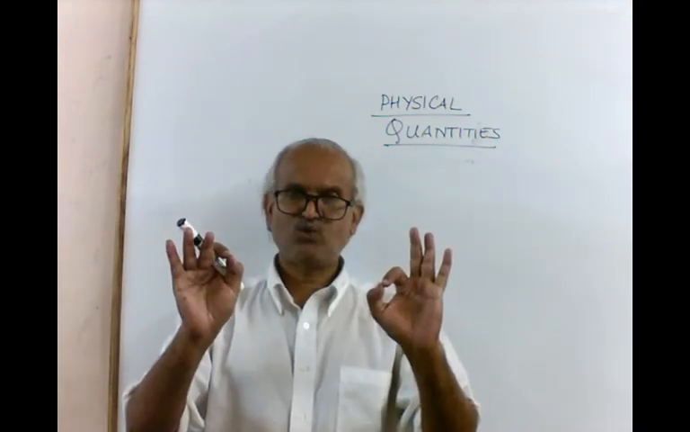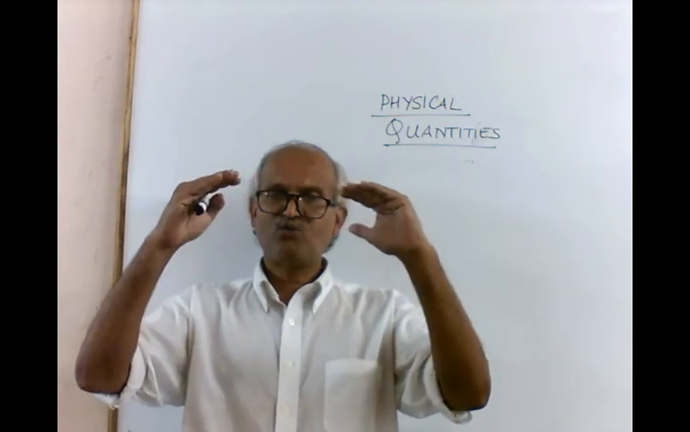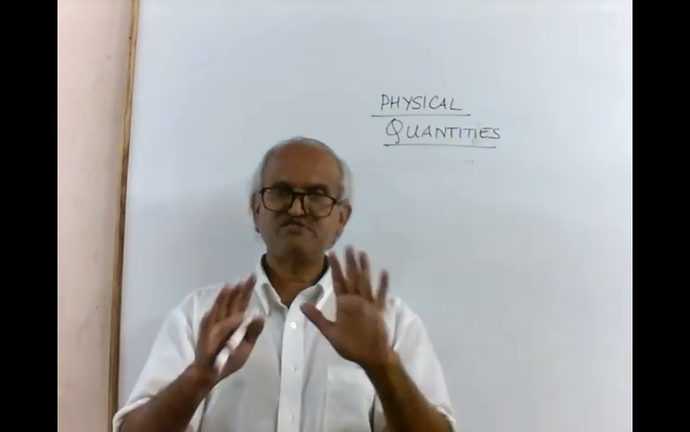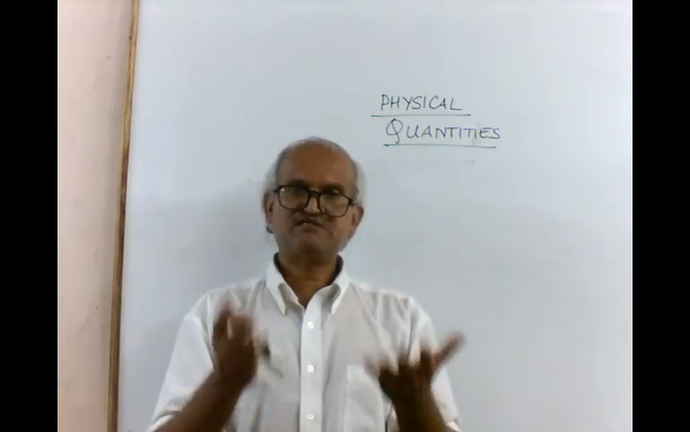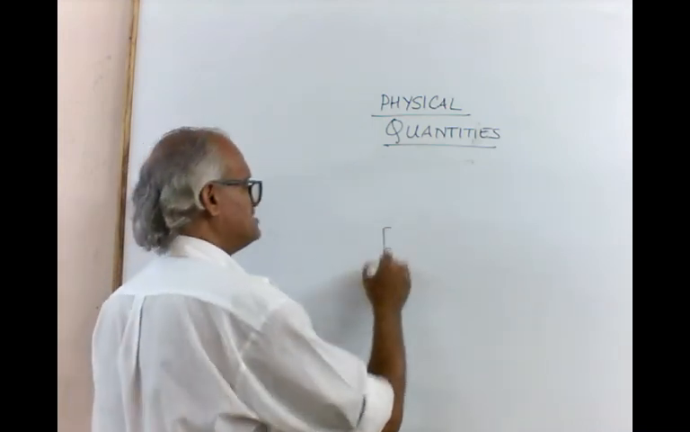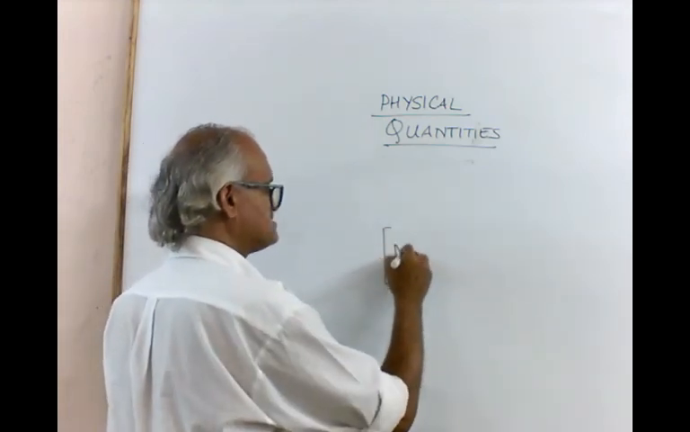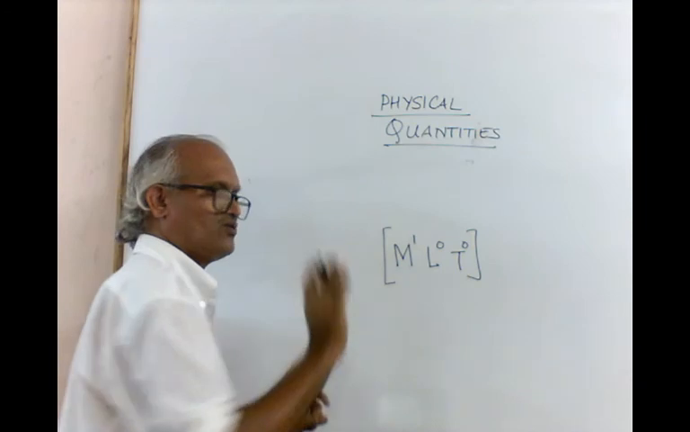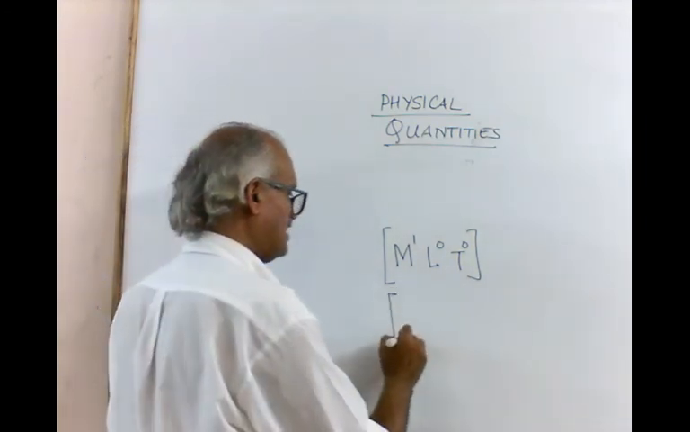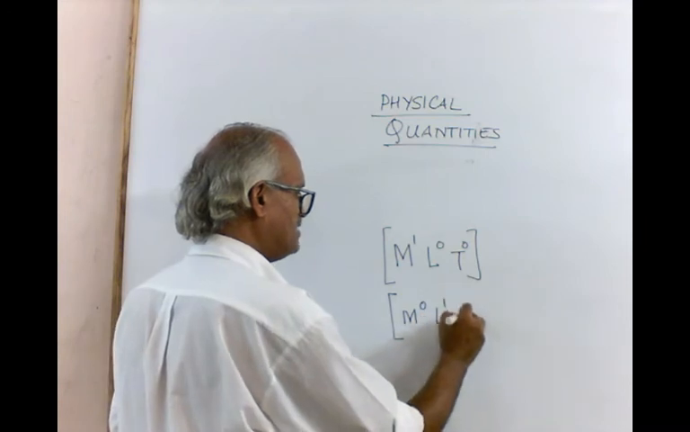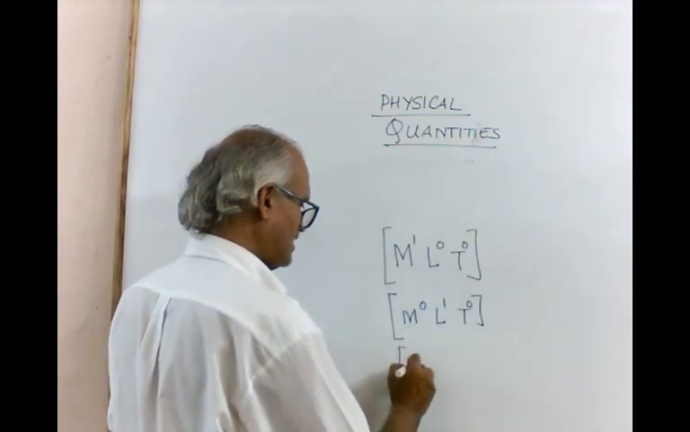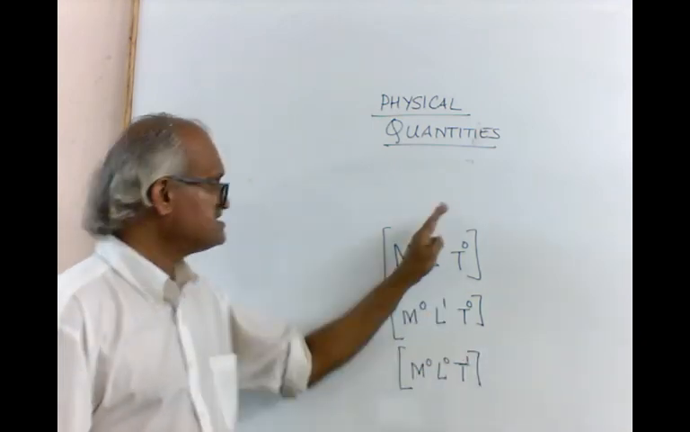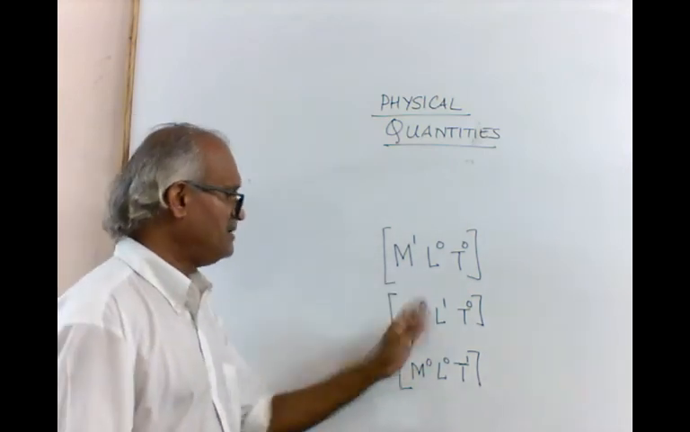So for any given physical quantity, the powers to which the fundamental quantities are raised signify the dimensions of that physical quantity. Even for a fundamental physical quantity such as mass, you will have a set of dimensions expressed in square brackets as M raised to 1, L raised to 0, T raised to 0. That is a fundamental quantity. Length, likewise, will become M0 L1 T0. Time will become M0 L0 T1. So fundamental quantities have their own dimensions, and derived quantities have their own dimensions too.